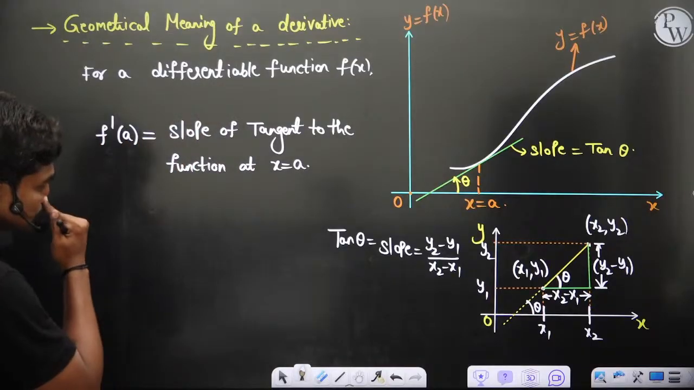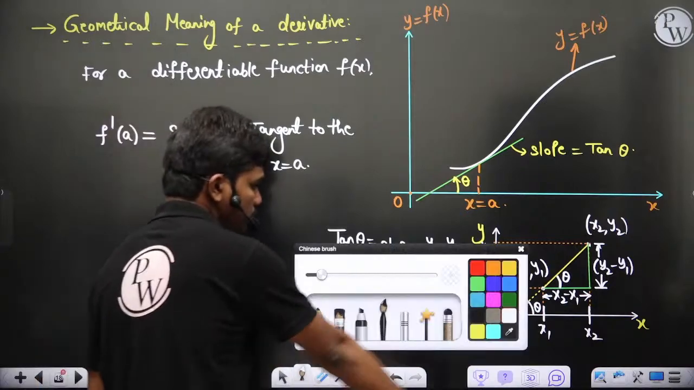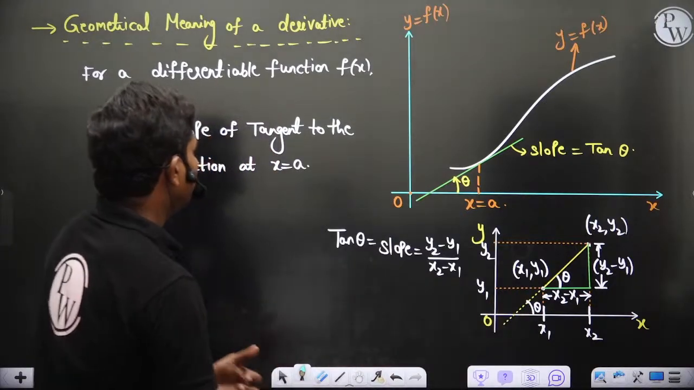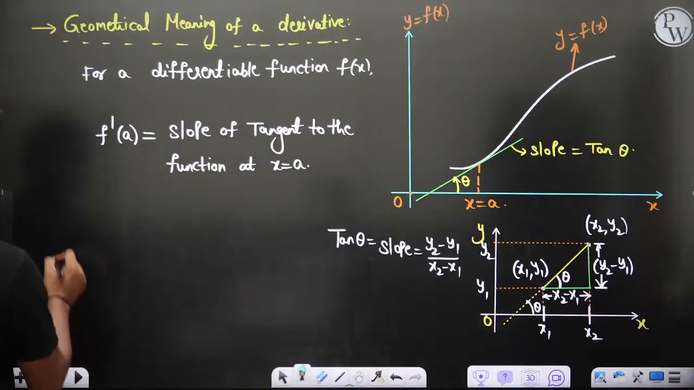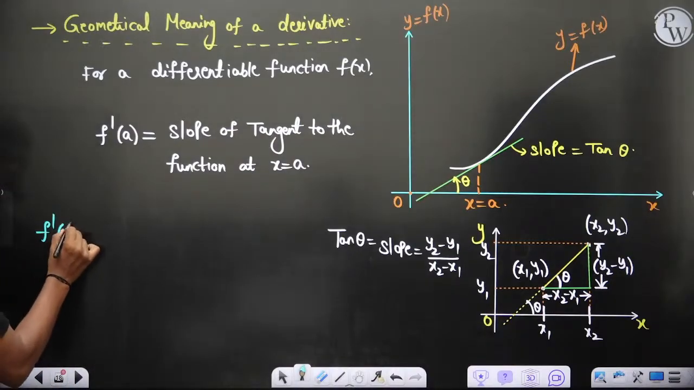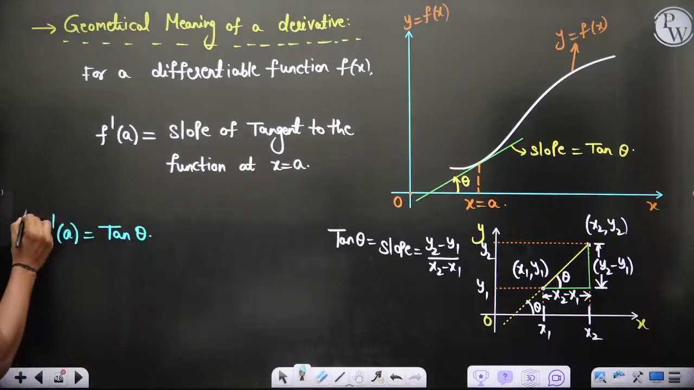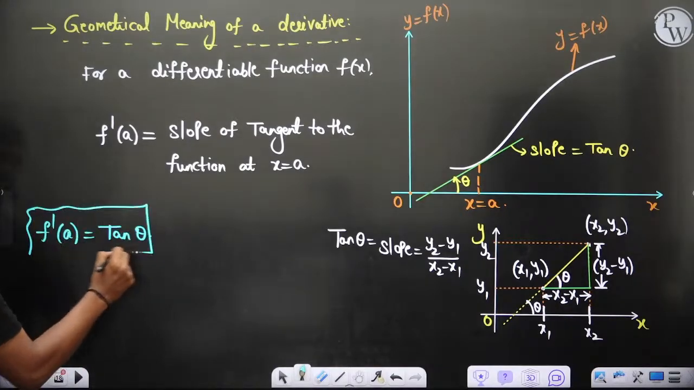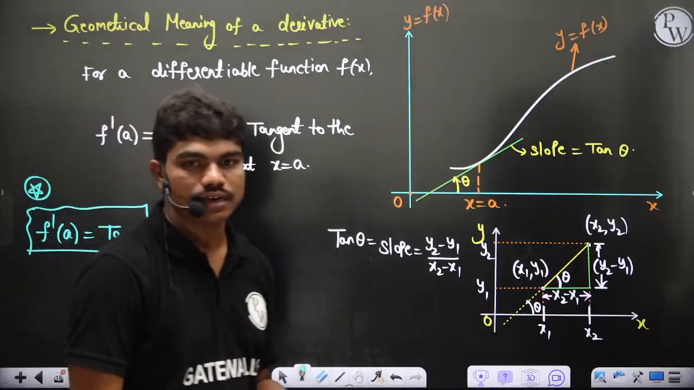So the slope of the tangent to the function at x equal to a. Okay, so this is what we can say, f dash of a is equal to tan of the angle made by the tangent with the x-axis. This is one important understanding from the concept of differentiation, which is derivatives.